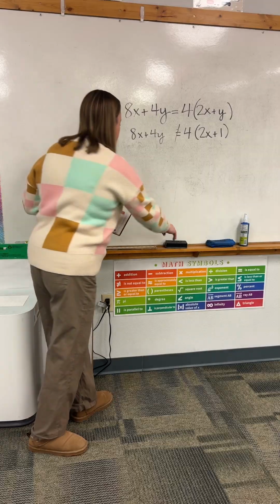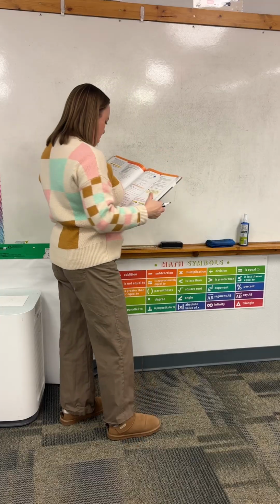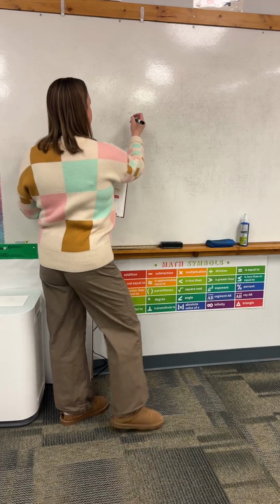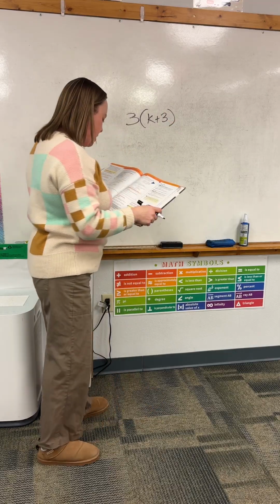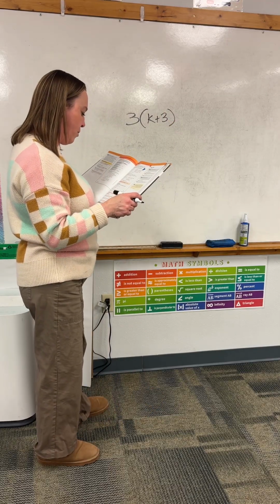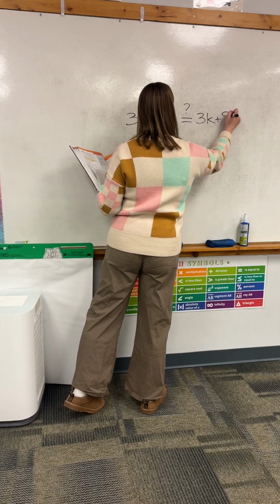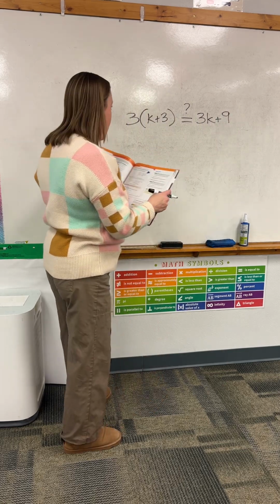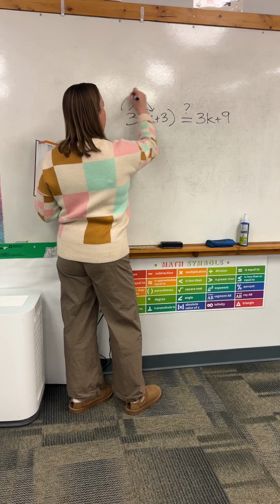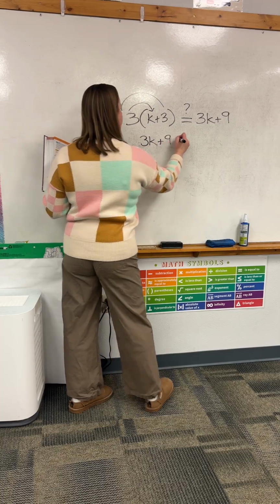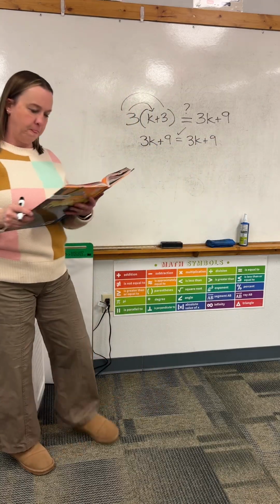The last one, number 2, says 3 times k plus 3. So we're looking at 3 times the sum of k plus 3. And we're trying to decide, is it equivalent to 3k plus 9? Well, whenever we do the distributive property, we would say that's 3 times k is 3k. 3 times positive 3 is positive 9. And that is equal to 3k plus 9. So yes, it is equivalent.